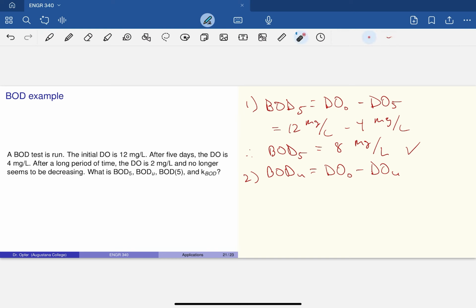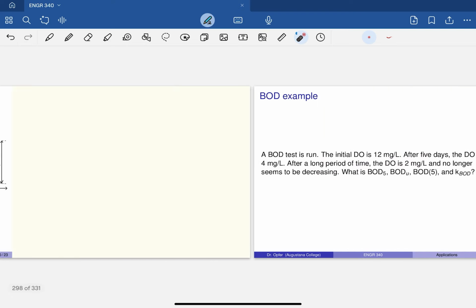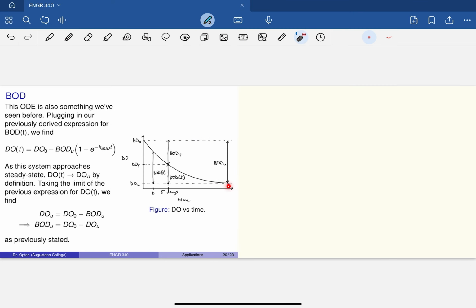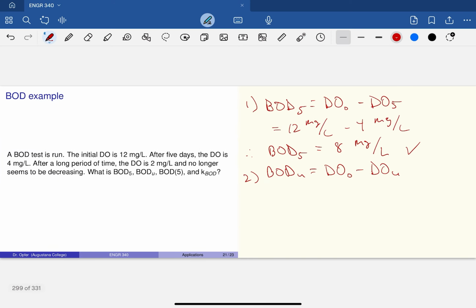We're told in the problem that after a long period of time, the DO is 2 milligrams per liter and no longer seems to be decreasing. So that means we're at this part of the curve after some long time and nothing's really changing anymore. So that tells us that DOU is this quantity, 2 milligrams per liter. So then BODU is the initial 12 milligrams per liter minus the ultimate 2 milligrams per liter, and therefore BOD ultimate is 10 milligrams per liter.